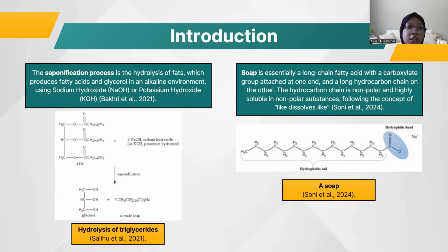The saponification process is the hydrolysis of fat, which produces fatty acid and glycerol in an alkaline environment using sodium hydroxide or potassium hydroxide. And soap is essentially a long chain fatty acid with a carboxylate group attached at one end and a long hydrocarbon chain at the other. The hydrocarbon chain is nonpolar and highly soluble in nonpolar substances, following the concept of like dissolves like.